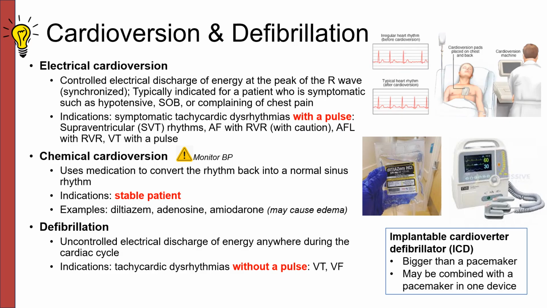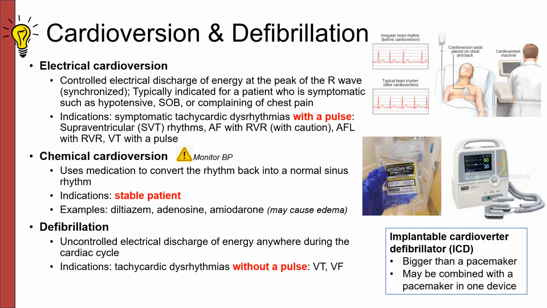If the patient has symptomatic tachycardic dysrhythmias with a pulse, okay, you're not going to do a cardioversion on somebody that has no pulse. So, for example, put a star, supraventricular SVT rhythms, such as atrial fibrillation with RVR, atrial flutter with RVR, or even ventricular tachycardia with a pulse. They can all have a cardioversion. Okay, so make sure you have that down somewhere.